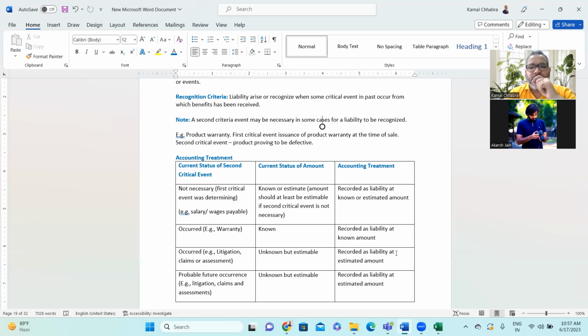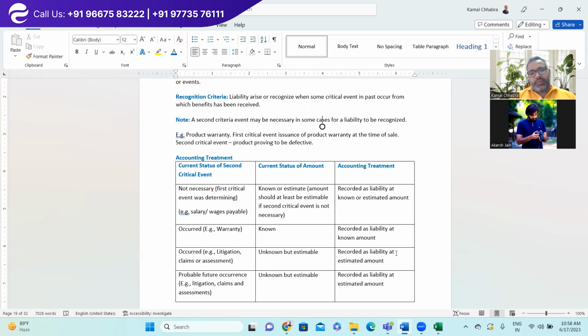Note over here that a second critical event may be necessary in some cases for a liability to be recognized. So there are certain liabilities which are very straightforward, like we were discussing. You have already availed the benefit and now you need to pay for the same, but you have not paid yet. Hence it has to be recorded as a liability in your books of account. The second category of liability is one in which a second critical event may be necessary for the liability to be recognized.